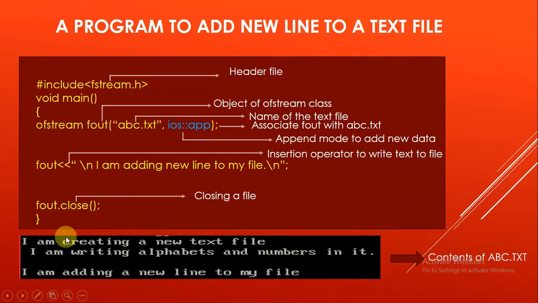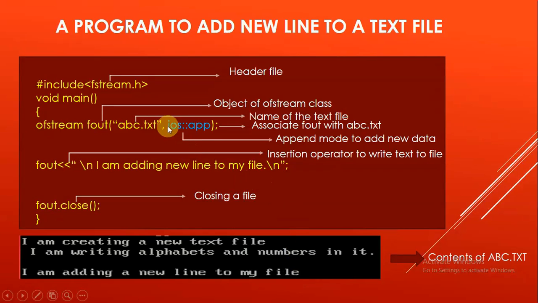If I display this file, I will go to the DOS shell. I have taken this output from the DOS shell and displayed it simply on the screen. You can see here, these were the two lines which were already there in the file. Then \n puts one blank line between the two lines, and then this is the new line which I have just added. So this is my file and I have added one more line to it.